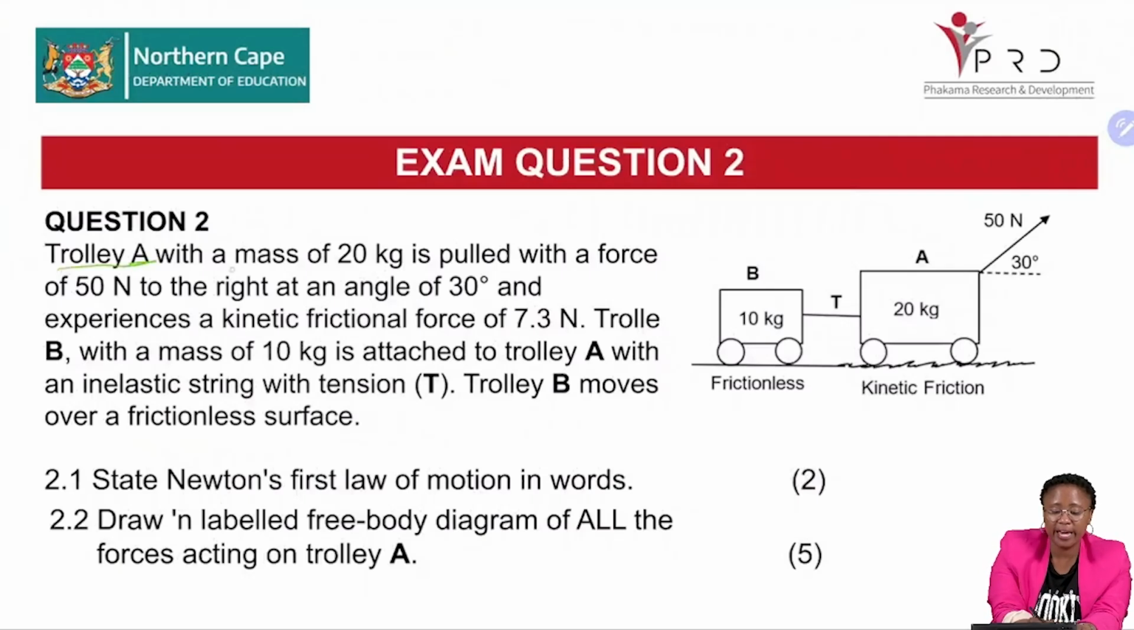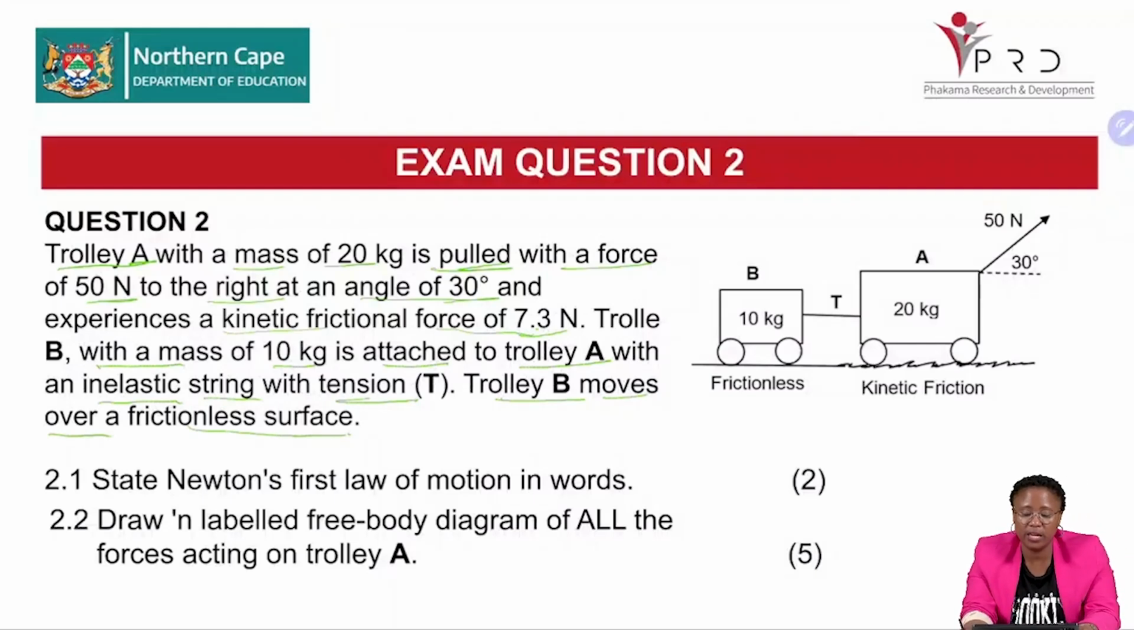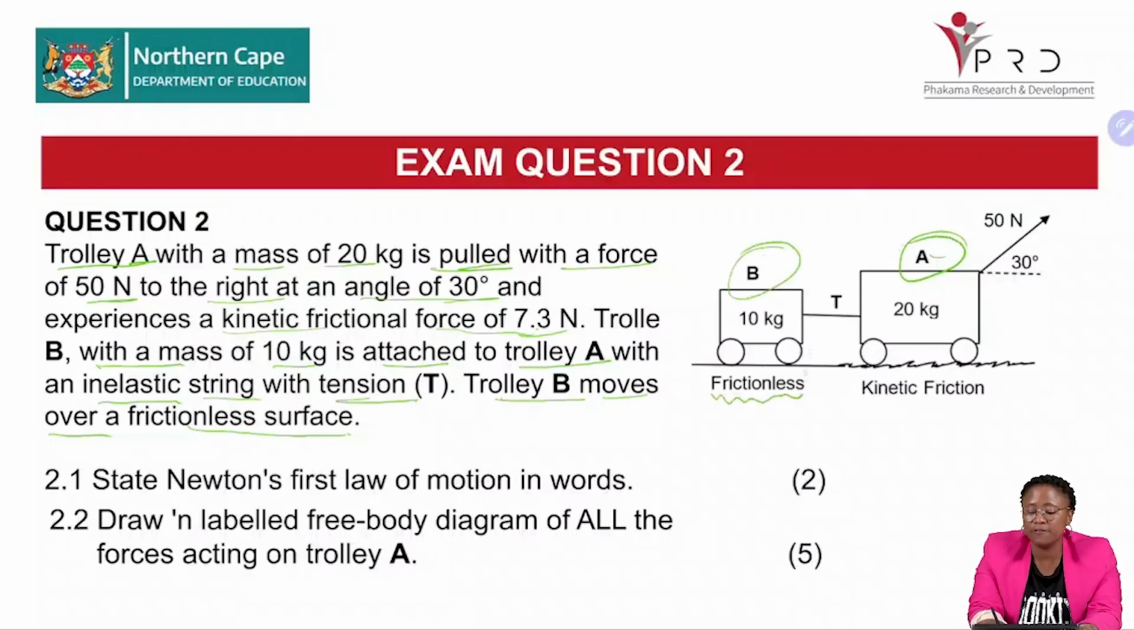A trolley A with mass of 20 kg is pulled with a force of 50 newtons to the right at an angle of 30 degrees and experiences a kinetic friction force of 7.3 newtons. Trolley B with mass of 10 kg is attached to trolley A with an inelastic string and tension. Trolley B moves over a frictionless surface. Okay, you can see here you have two trolleys, trolley A as well as trolley B.